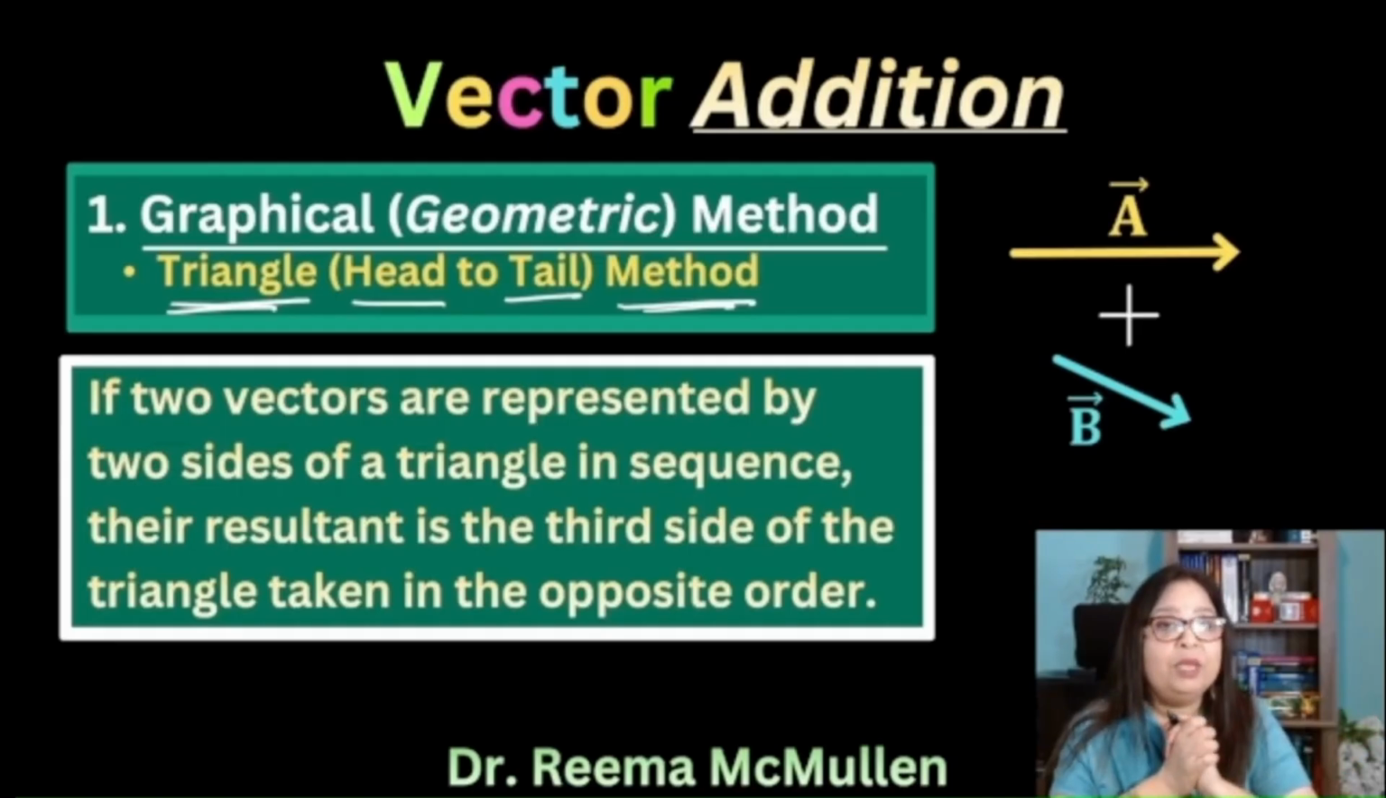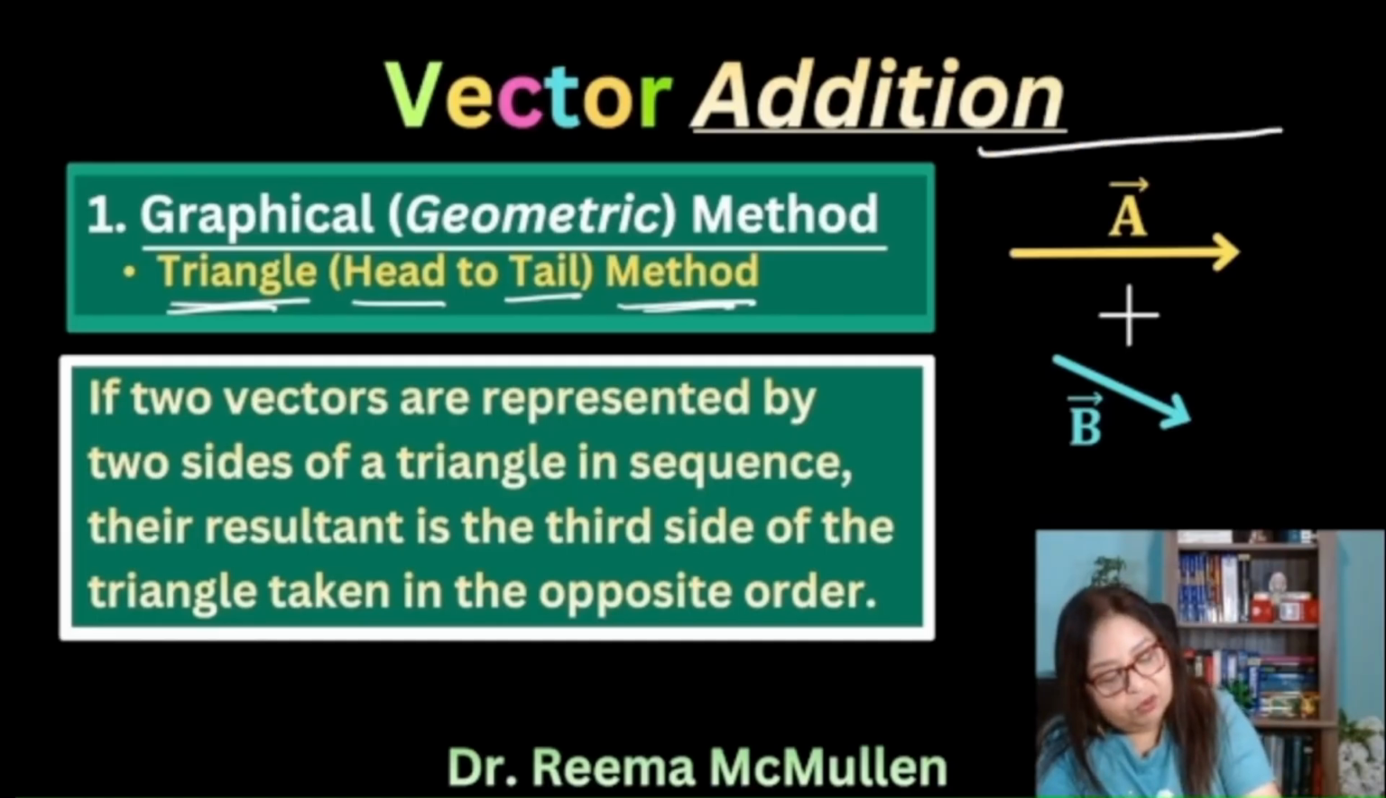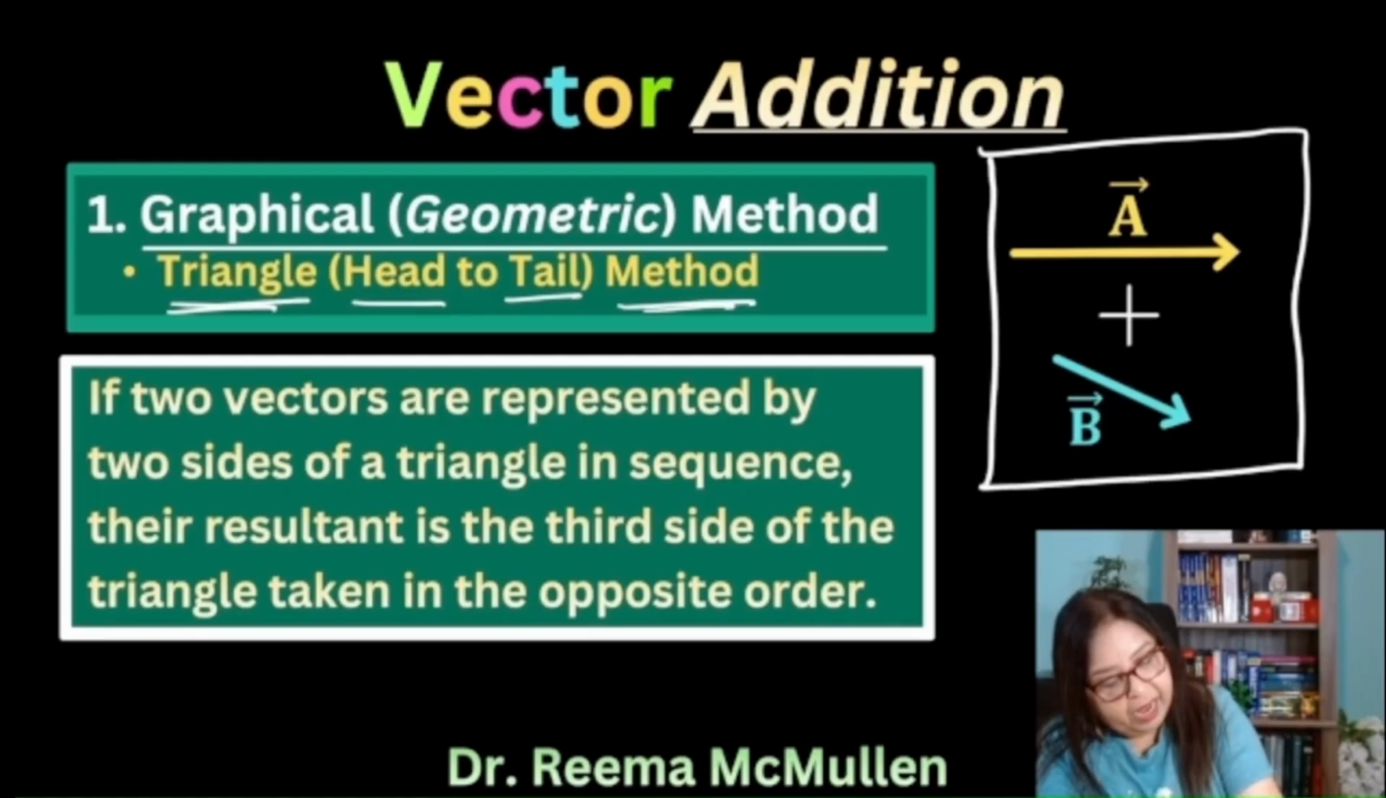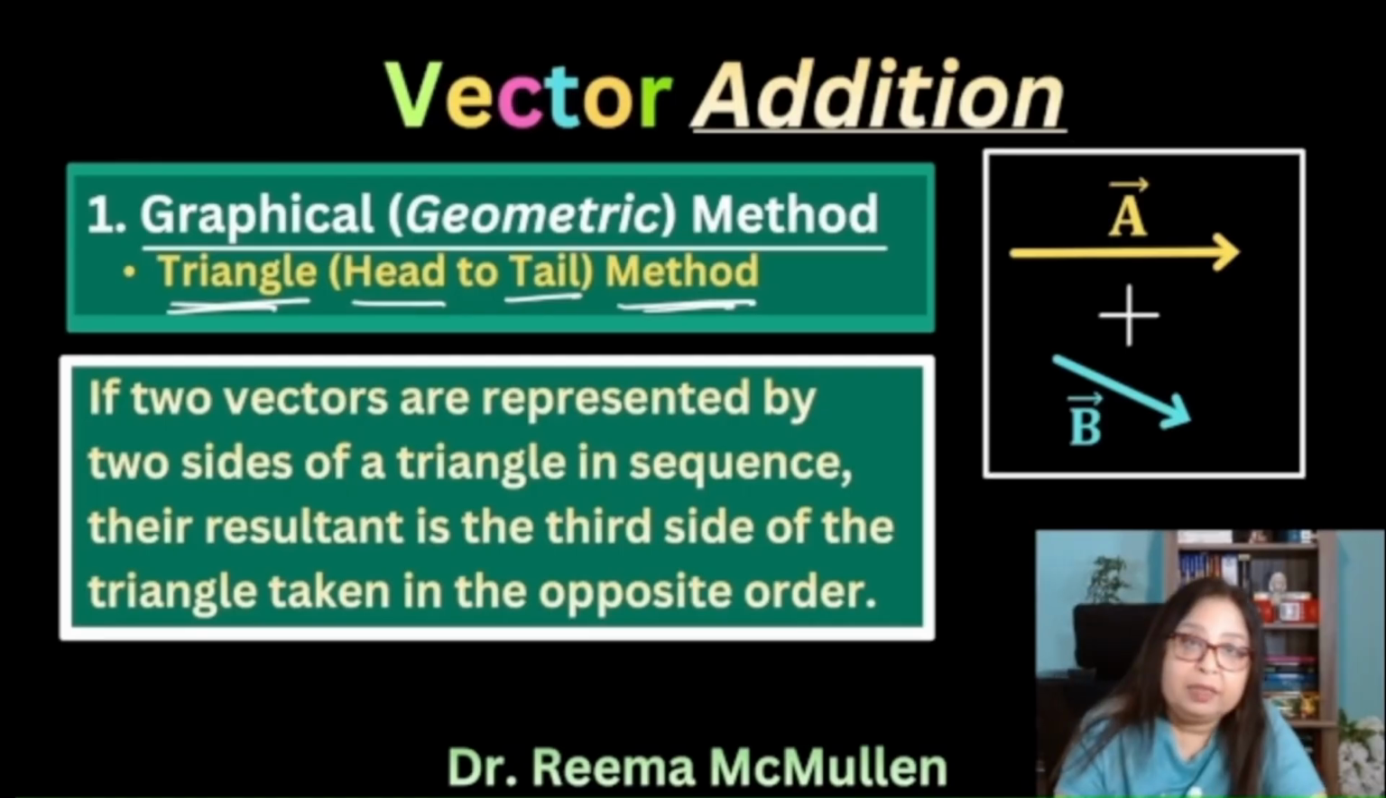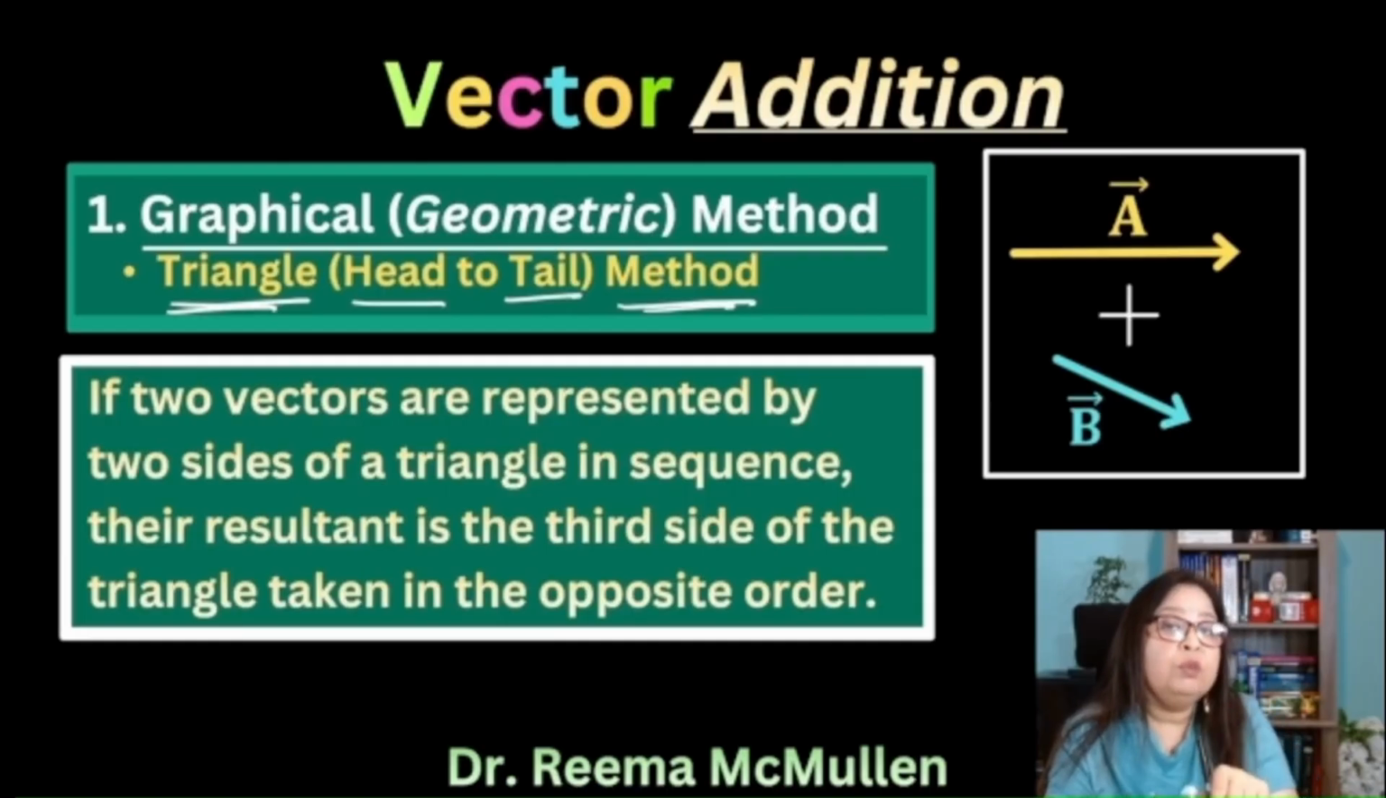Like they say, a picture is worth 1,000 words, or is it 1,000,000 words? I forget how many words, but certainly a picture can convey a lot more than words can. So let's look at these two vectors over here, vector A and B, and we want to add them. We are going to add these two vectors A and B using the triangle method, also known as the head-to-tail method of vector addition.